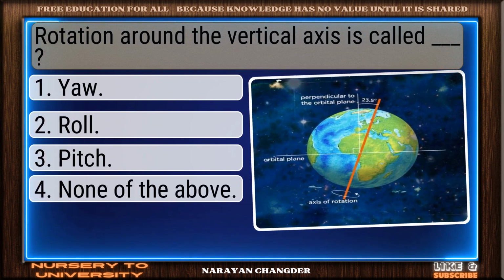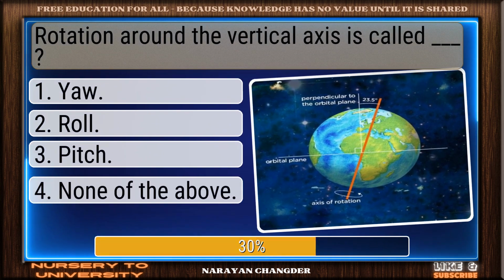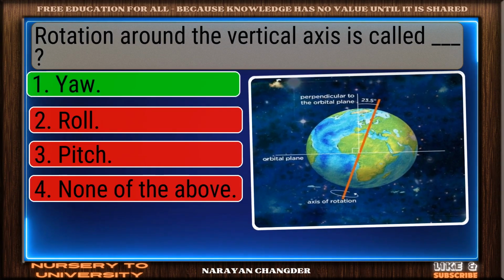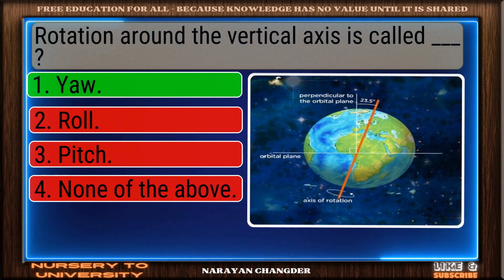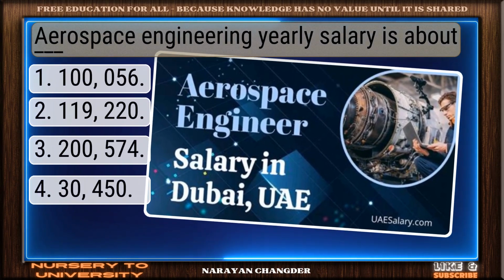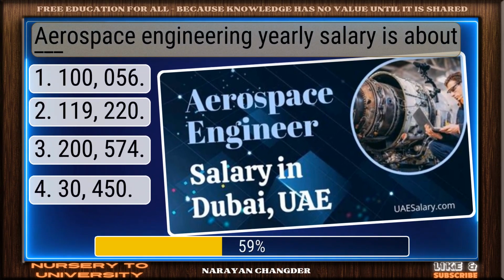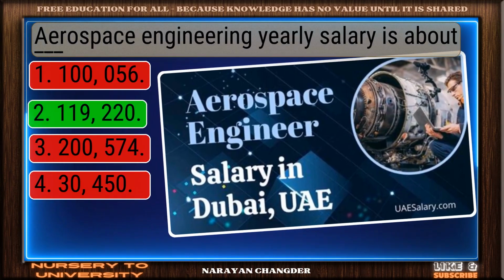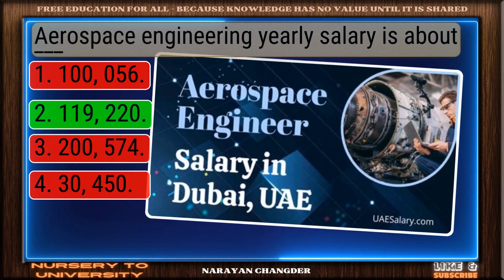Rotation around the vertical axis is called dash. Well done. Yaw is the right choice. Aerospace engineering yearly salary is about dash. Solid response. 100 to 20 is a valid choice.